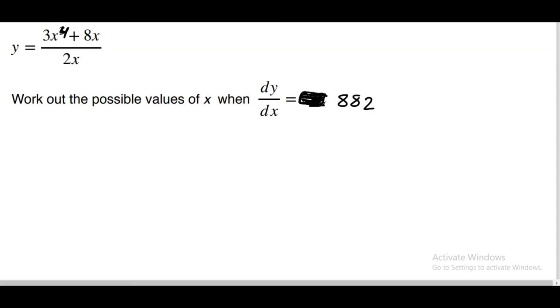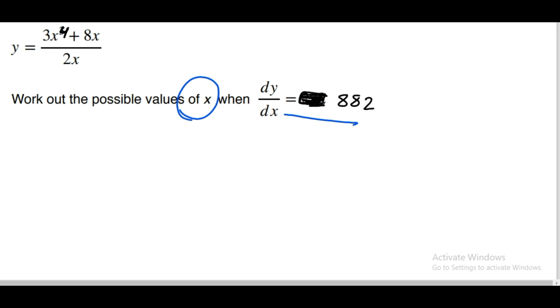Next question. y equals 3x to the power of 4 plus 8x, all over 2x. Work out the possible values of x when dy by dx equals 882. As you can see here, he gives the value of dy by dx and we want to find the value of x, not the inverse. In the last questions we used the value of x to calculate dy by dx. Here he did the inverse. He gives the value of dy by dx and he wants to find the values of x.